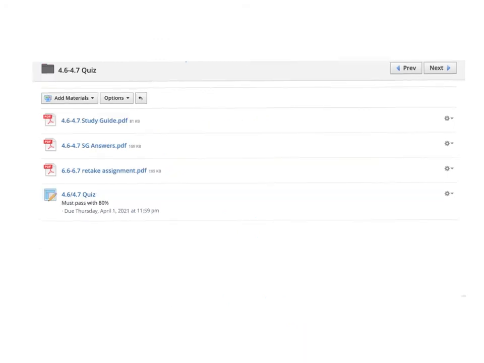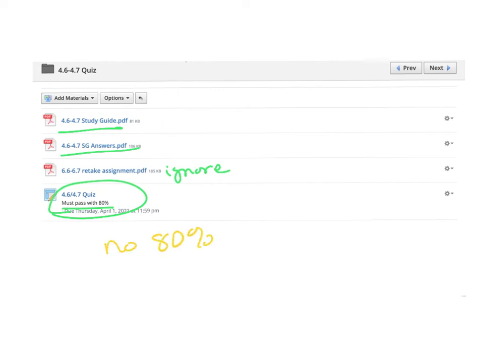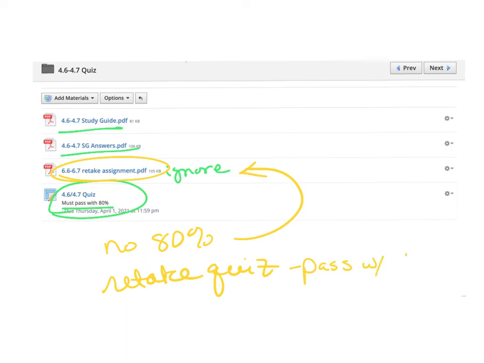Then we have the last test. We have the study guide and its answers, and again, we can ignore this for right now. Then you take the quiz, which you must pass with 80%. If not 80%, then you go back and do the retake assignment and retake the quiz again. And again, it's a different version of the quiz that you have to pass with 80%. And this has to be done by April 1st. Okay?